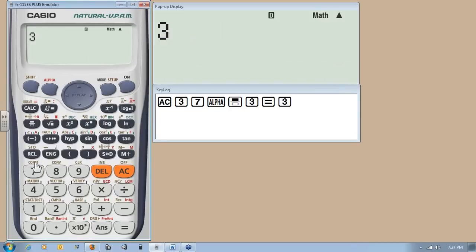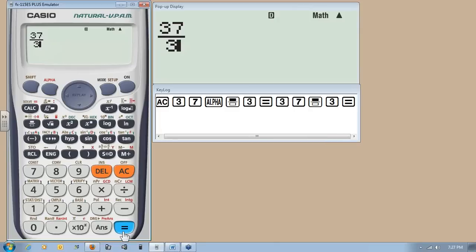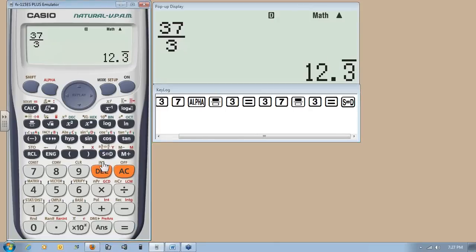Another way I could do that is 37 as a fraction over 3. Now that time I typed in the 37 and then opened the template. The calculator recognizes that you want to make that the numerator. You're going to put in the division bar, the vinculum, and then you're going to put in the 3. There it is as a fraction. Here it is as a decimal.